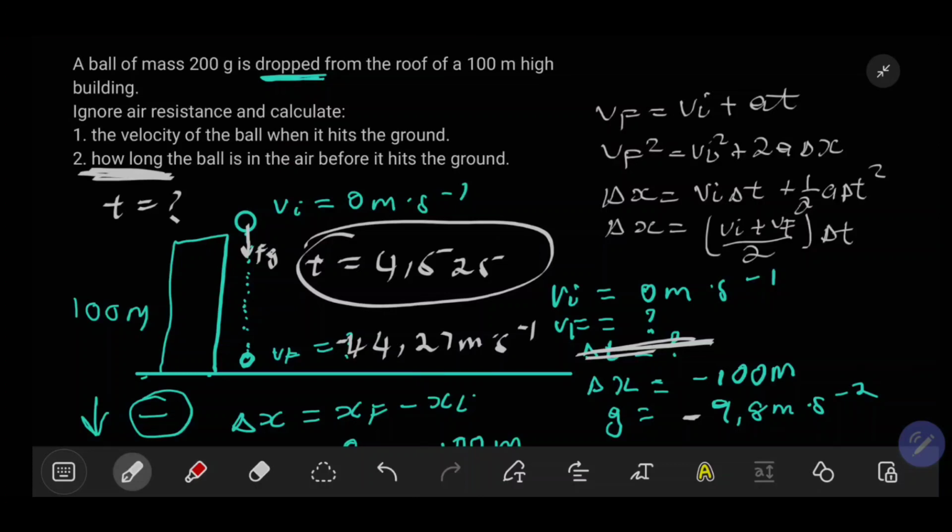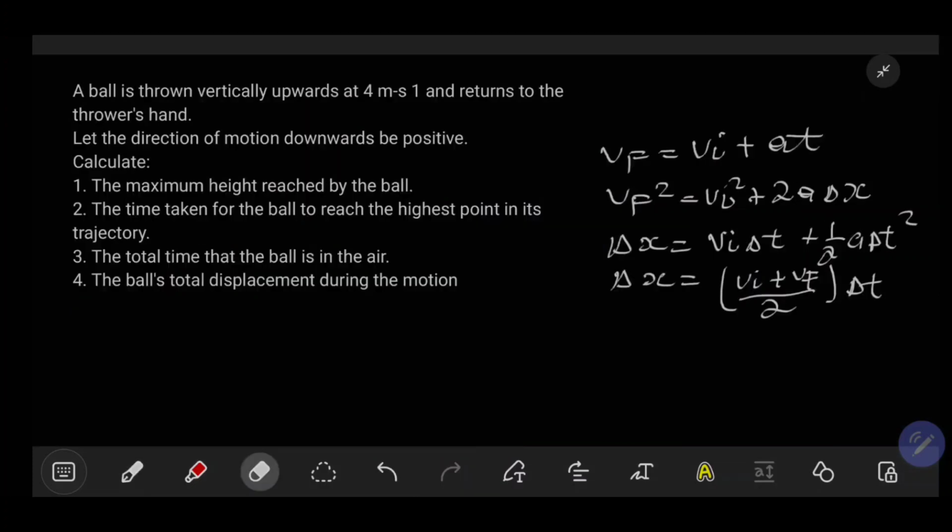All right, so we can check another one so that we get the gist of this concept and how to apply these big four equations. So we're given a ball which is thrown vertically upward at 4 meters per second, and the ball returns to the thrower's hand. This is the statement that we're given. And then they say, let the direction of motion downwards be positive.